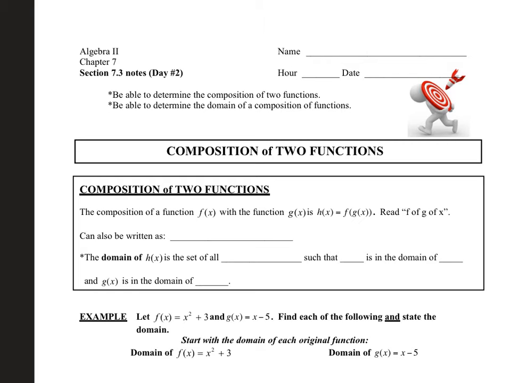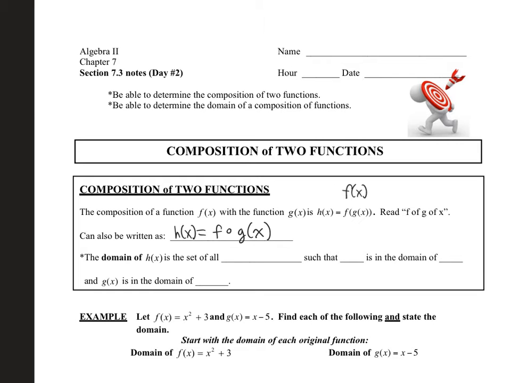So, a composition of a function f of x with the function g of x is h of x equals f of g of x, okay? So, before that we had f of x. And now in this case, we have f of g of x, all right? It can also be written as h of x equals f composed of g of x. Now, it's not an O, it's like a little circle right here. That little circle means composed of, all right? Or f of g of x.